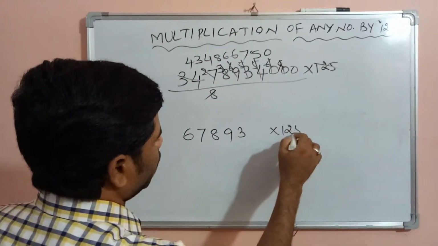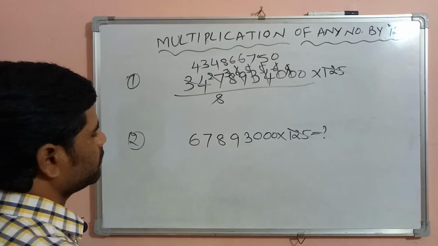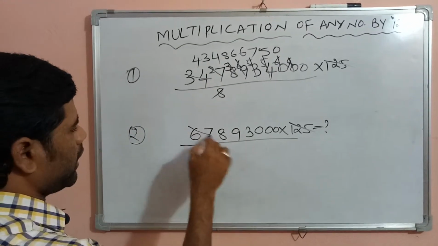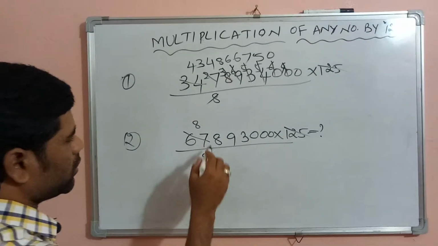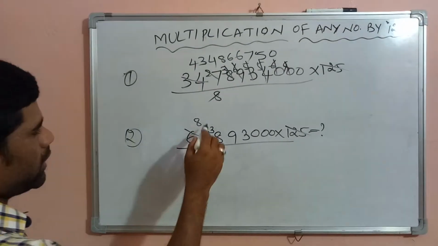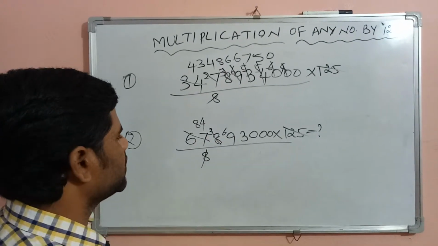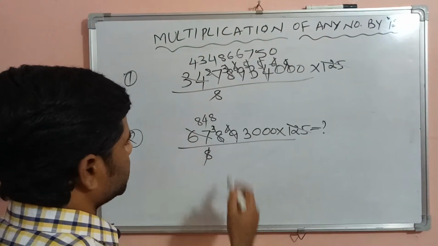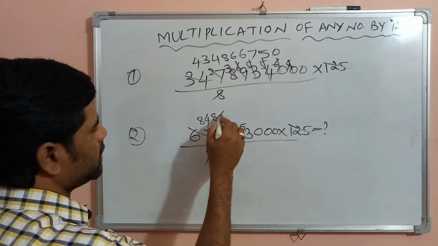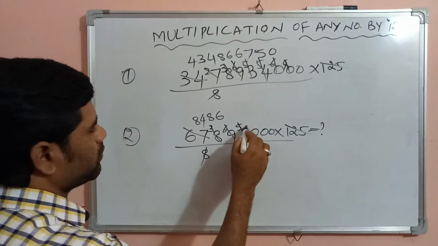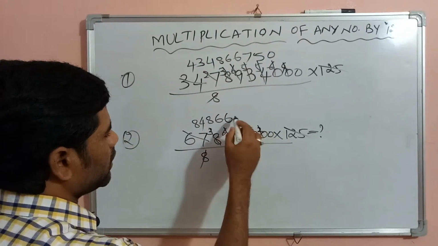67893 into 125 is equal to how much? Just simply write here 3 zeros, cut this 125, divided by 8. Now 8 goes in 67 8 times, that is 64. 67 minus 64 is equal to 3. Now 8 goes in 38 4 times, that is 32. 38 minus 32 is equal to 6. Number becomes 69. Now 8 times. 69 minus 64 is equal to 5. 53. 8 goes in 53 how many times? 6 times, 48. So remainder is 5. Again 8 goes in 50 6 times. Now remainder is 2. 8 goes in 20 2 times, that is 16.